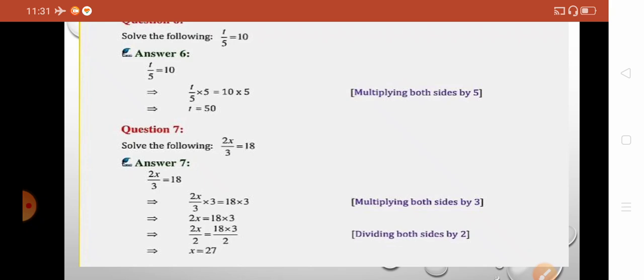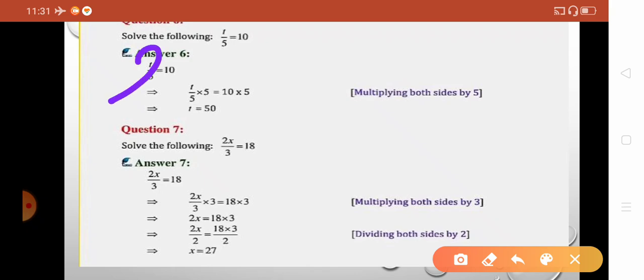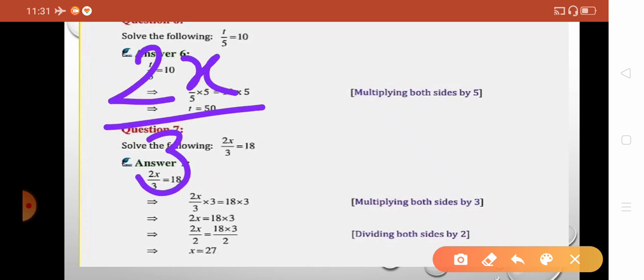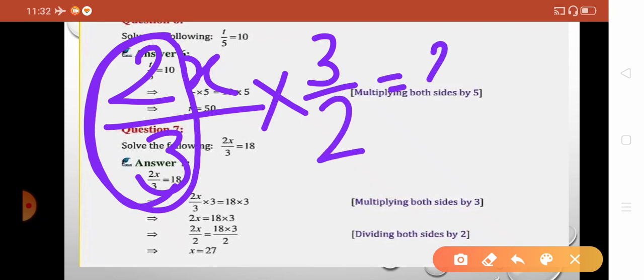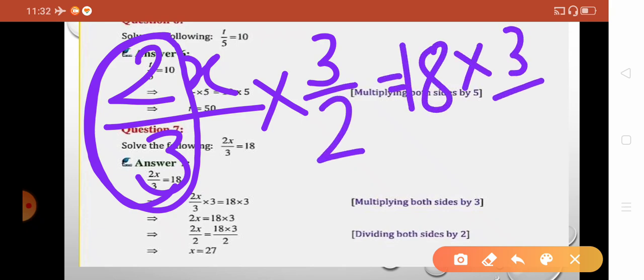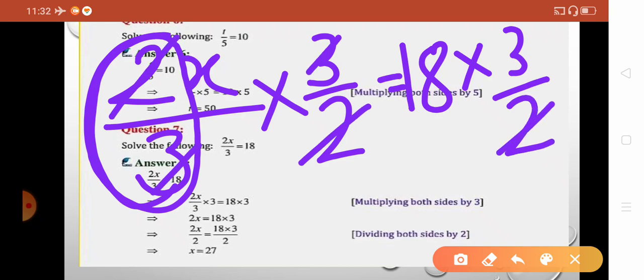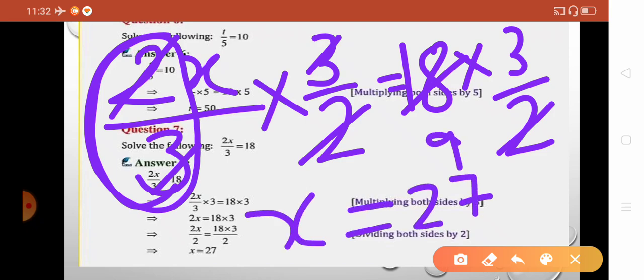Seventh one, solve the following: 2x by 3 is equal to 18. Here both multiplication and division are given. So the number which is in division you have to multiply by that number, and the number that is in multiplication you have to divide by that number. That means you have to write the opposite of 2 by 3. The opposite of 2 by 3 is 3 by 2. Here also the opposite of 2 by 3 is 3 by 2. So 3 will cancel 3, 2 will cancel 2, and 9 threes are 27. So the value of x is 27.